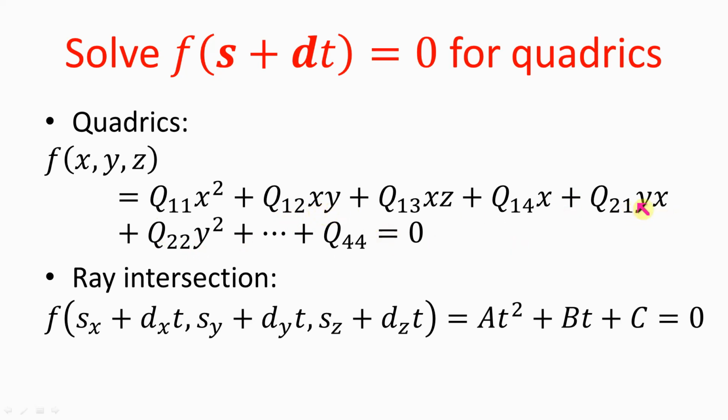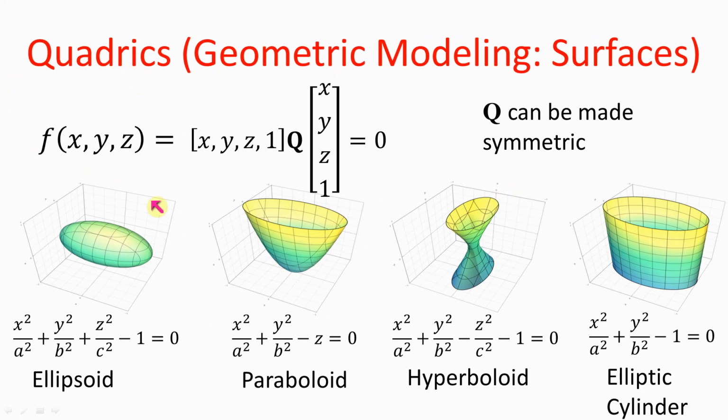Since xy and yx are the same, we can distribute their scalar parameters evenly, so we can always assume that this matrix Q is a symmetric matrix, which means that Q12 is equal to Q21, and it applies for all other parameters simultaneously. So we can conclude that an arbitrary quadratic surface or quadrics can be defined in this form, where Q is a symmetric 4 times 4 matrix.